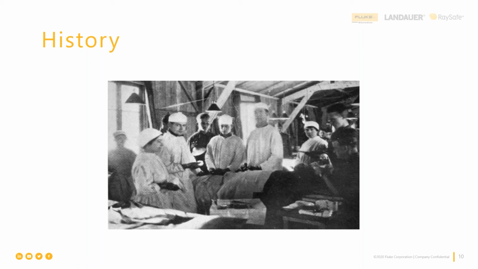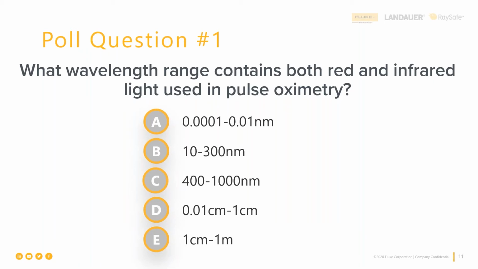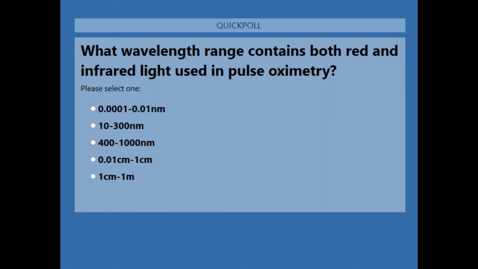All right, then I think this is a good time for the first poll question. So I'll read through it and we'll bring it up on the screen. What wavelength range contains both red and infrared light used in pulse oximetry? So this is kind of a tease. We know we didn't tell you this so far in the presentation, but we want to see how many of you engineers were really paying attention in class. So answer it if you can, guess if you need to. It's all okay. Don't worry about being right or wrong. Just do your best. In one of these wavelength ranges, both red and infrared light will be in there.